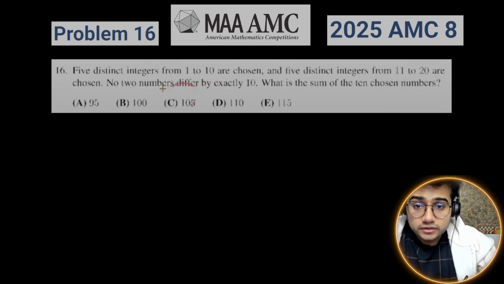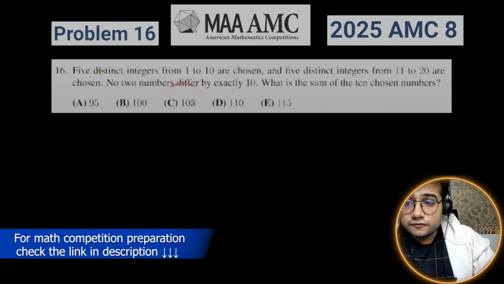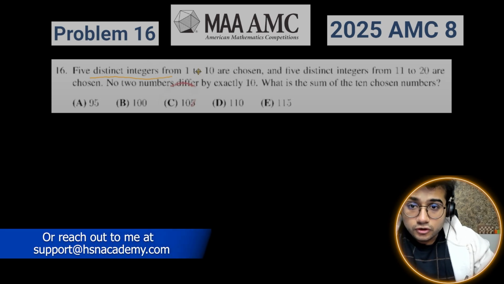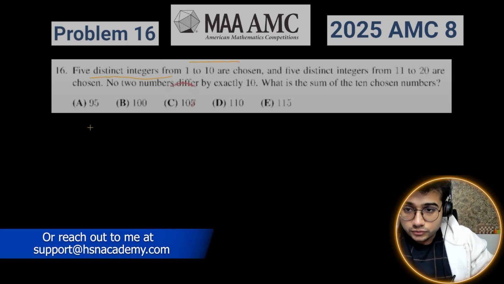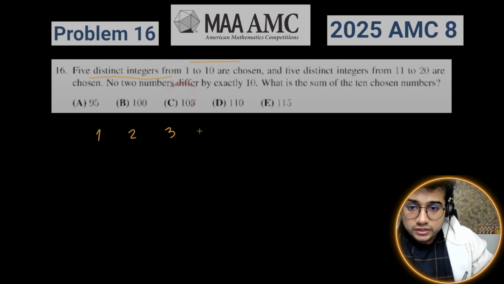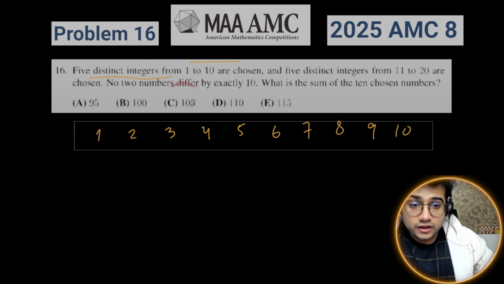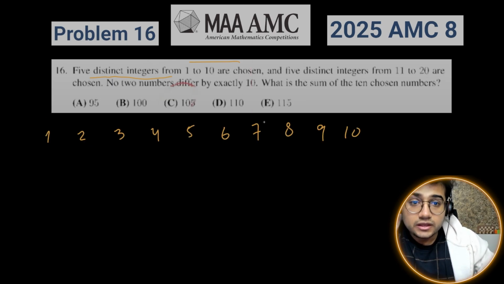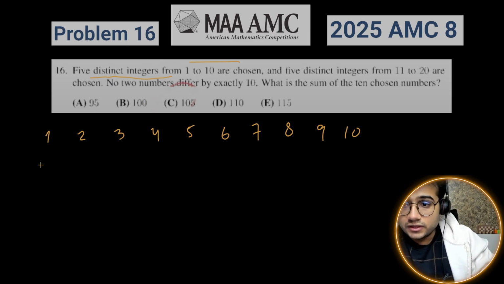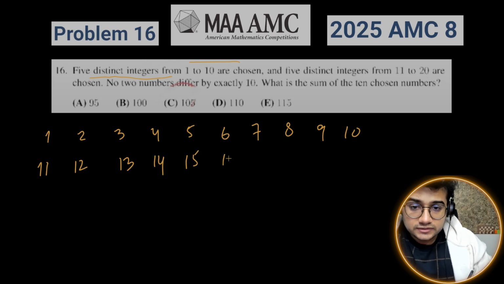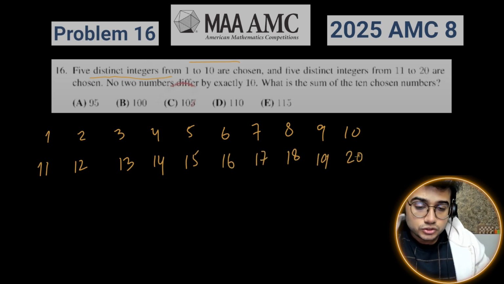Okay, so in this problem, we are choosing 5 distinct integers from 1 to 10. So let me write that down. So we have 1, 2, 3, 4, 5, 6, 7, 8, 9, 10. So from these, we are choosing exactly 5 distinct integers. Now, from 11 to 20, we are also choosing 5 distinct integers. So 11, 12, 13, 14, 15, 16, 17, 18, 19, and 20.